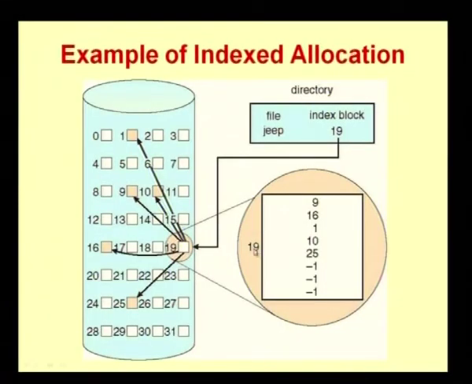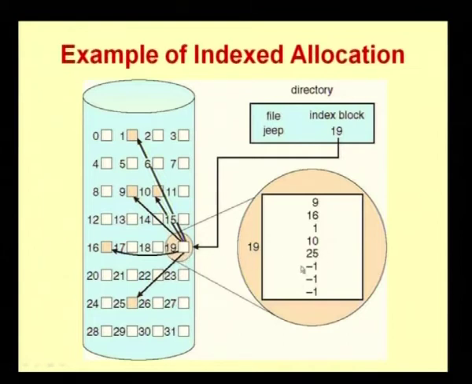So what this index table does is, when I call this file Jeep, it searches in the index location, and in the index location it finds a block number 19 and goes to 19. In 19, these are the details that have been stored: 9, 16, 1, 10, 25 and so on. The 19th block is my index block. These file locations are stored in block number 1, block number 10, block number 9, block number 16, block number 25, and the other -1 means we do not have sufficient information, so it has been given as -1.